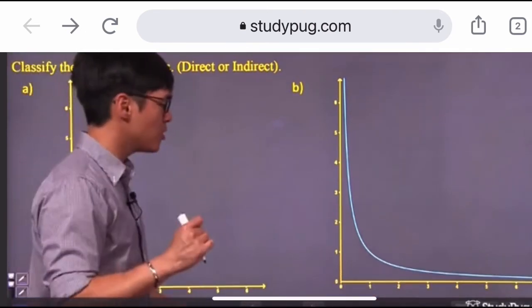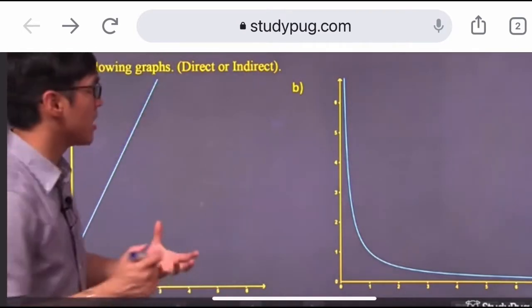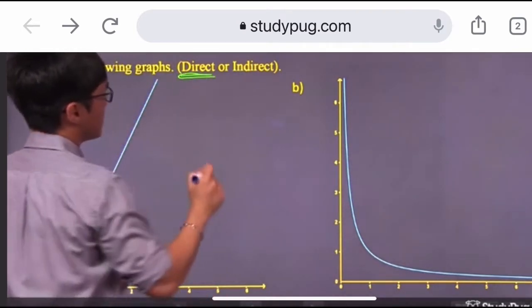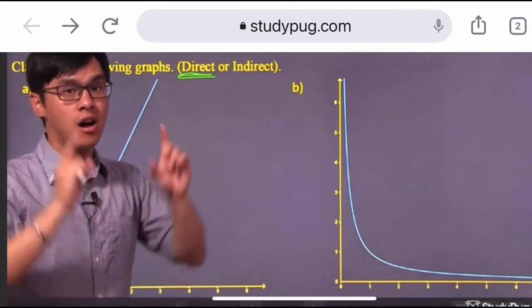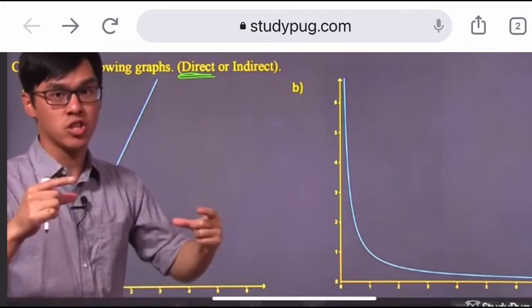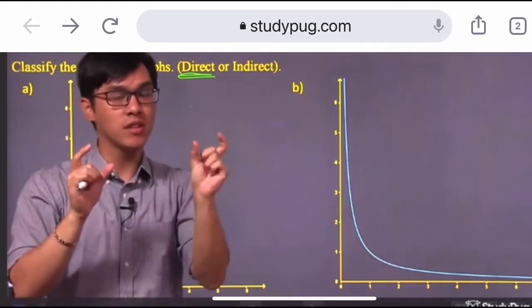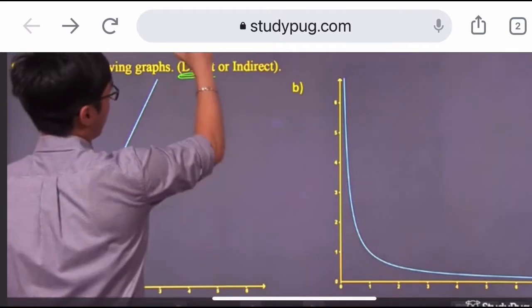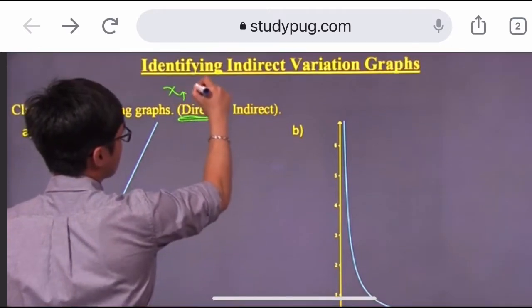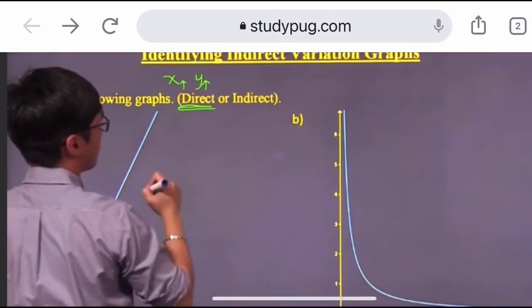Before we start, let's quickly do a review again. What is a direct variation? Direct variation happens when the two variables have a direct relationship. That means if one of the variables increases in value, so will the other one. Let's say we use x and y. X increases in value, y increases in value as well.